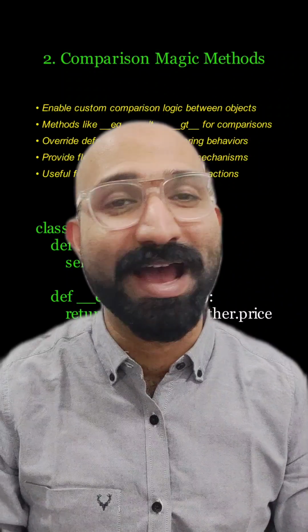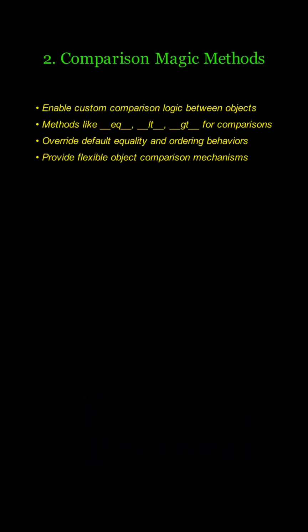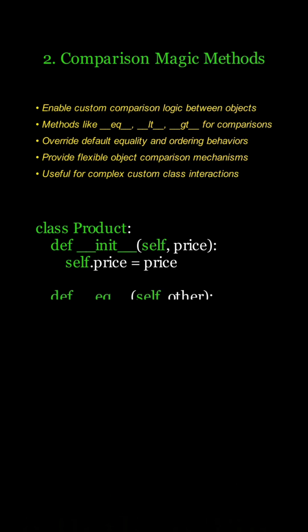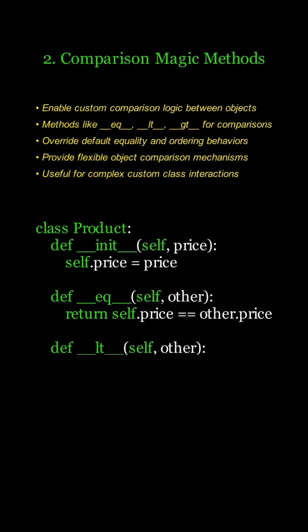Next, comparison magic methods. They are powerful tools for defining how your objects relate to each other. Methods like __eq__, __lt__, and __gt__ allow you to customize equality and ordering relationships between objects. With these methods, you can override default behaviors and implement domain-specific comparison logic. In our Product class example, we have implemented __eq__ to define that two products are equal if they have the same price. We have also implemented __lt__ to compare products based on their prices, allowing us to determine if one product is less expensive than another.